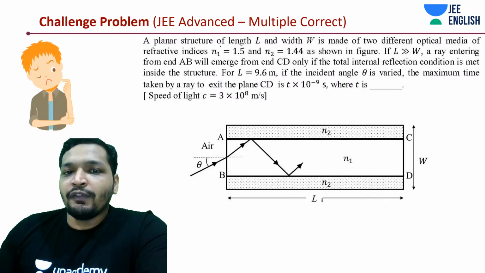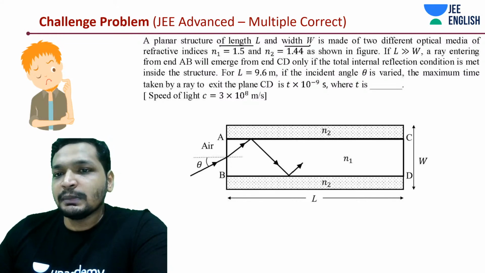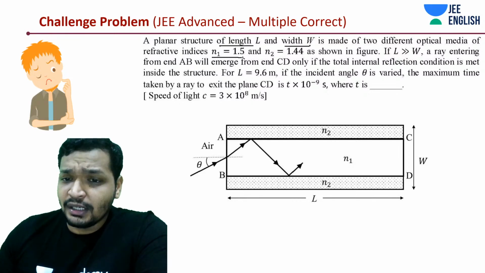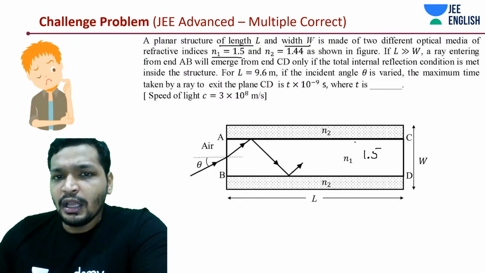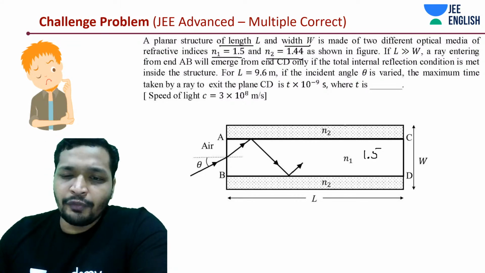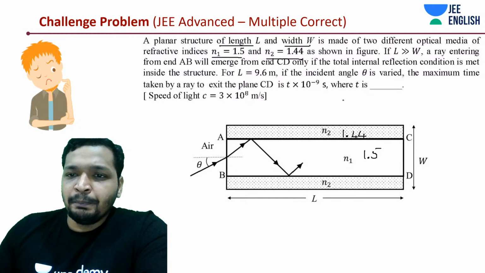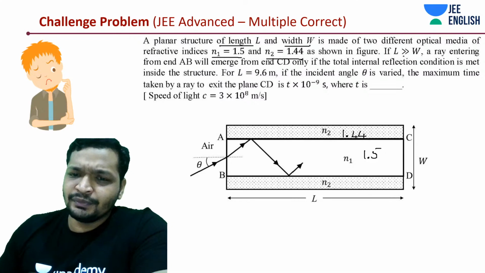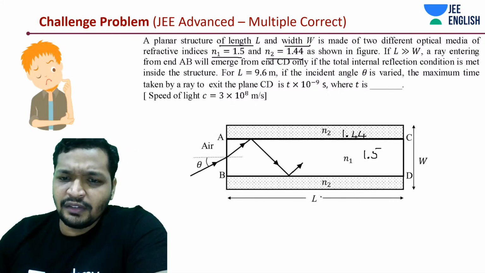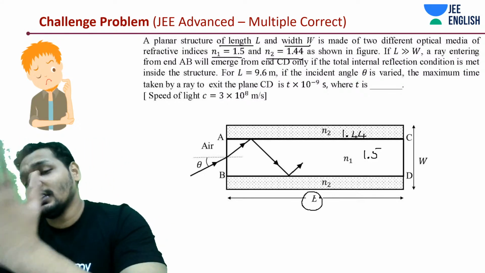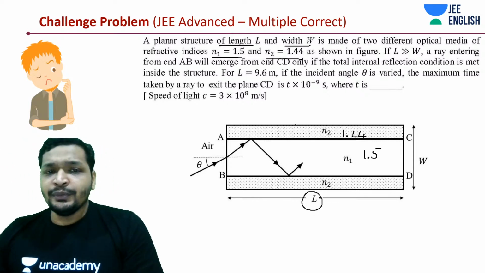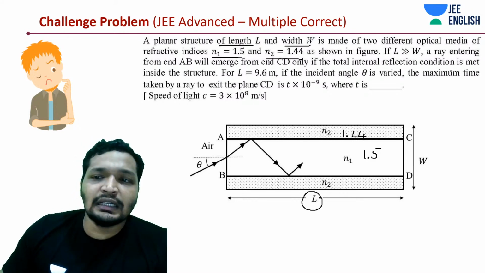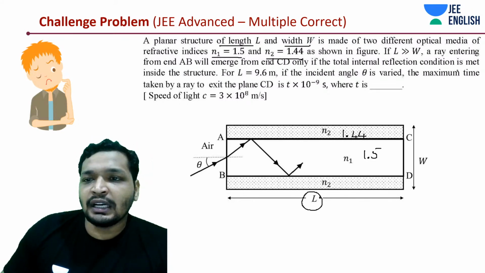A planar structure of length L and width W is made up of 2 different optical media of refractive indices N1 equal to 1.5 and N2 equal to 1.414. It can follow internal reflection if L is much greater than W, a very long length. A ray entering B will emerge from CD only if the internal reflection condition is met.